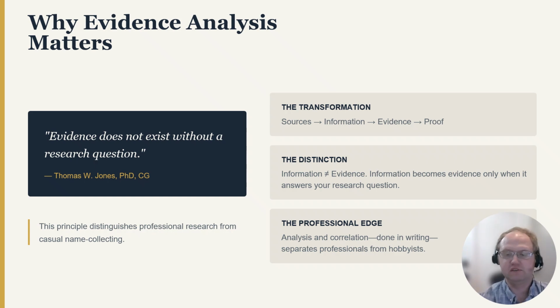What separates a professional from a hobbyist? Well, we do this analysis and correlation in writing. We can explain why we reach our conclusions. A hobbyist might build a tree and say it looks right. We document the reasoning so that everyone can understand it.